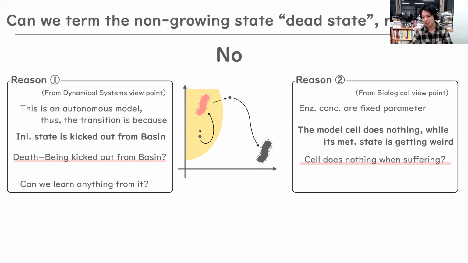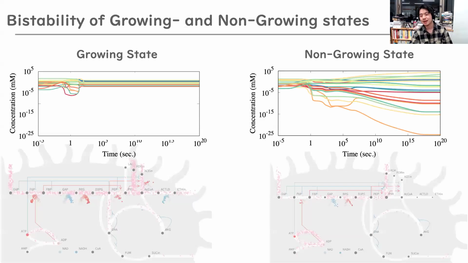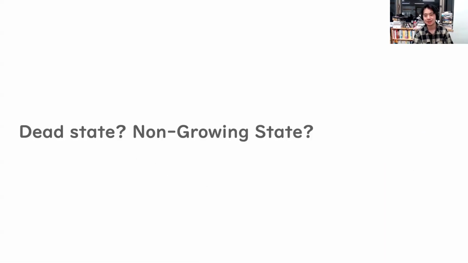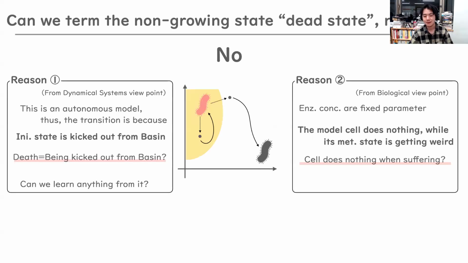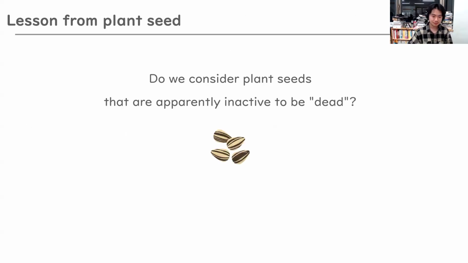And the second concern is more from the biological viewpoint. Again, as I said, the enzyme concentration is constant. So if this state is a dead state, we are basically admitting that the cell is not doing anything while their intracellular metabolic concentration is getting weird. So basically what is lacking is the next question.